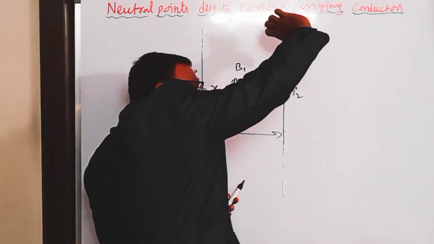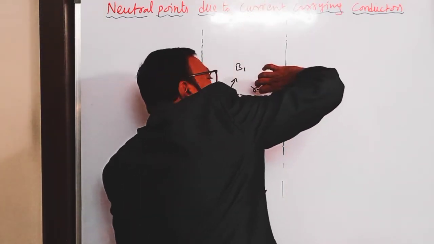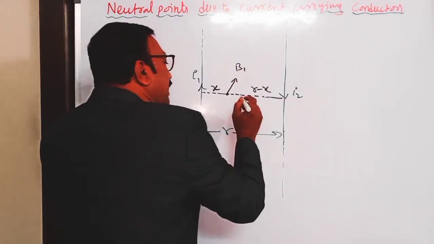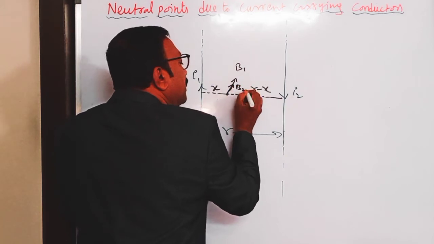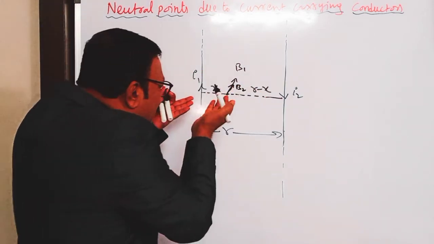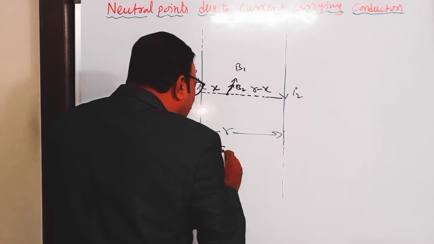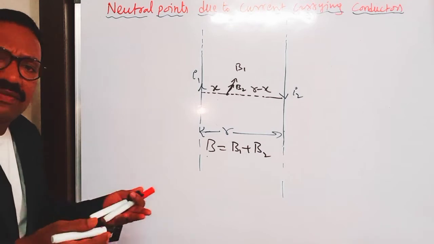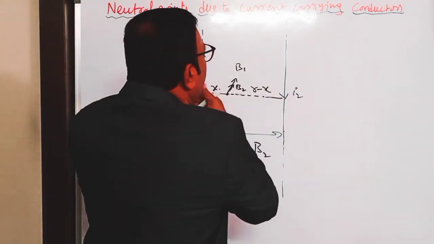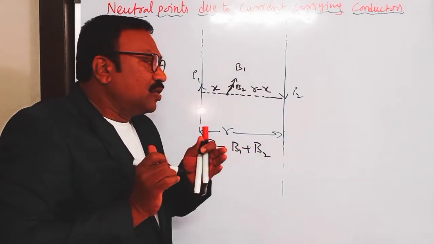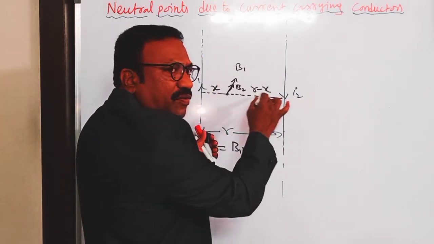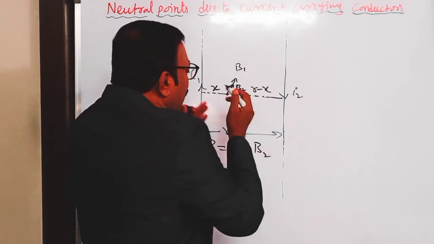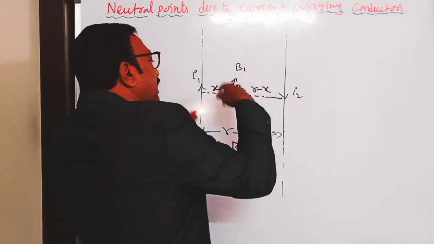And now this current is reversed, so I will be getting the field inward here also. Inward only. So the second field B2 is also inward. What is the resultant field? The resultant field here is always B1 plus B2. That's it, very simple. So there is no question of getting a neutral point between the conductors. Wherever you look, the two fields are in the same direction, both inward, and hence they will always add up. You won't get any neutral point.